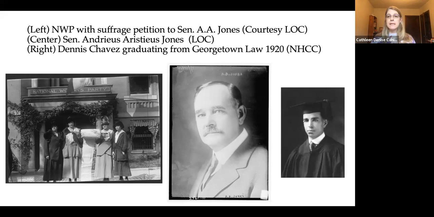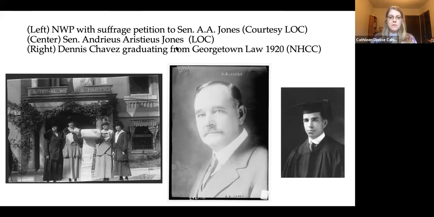They needed 36 total. And the next 4 states were actually pretty hard to get. But the last one, finally in August of 1920, was Tennessee. And so with exactly 36 states, it becomes part of the US Constitution. So one of the things I argue in the book is that without New Mexico and without Spanish-speaking suffragists like Nina Otero Warren and Aurora Lucero, it might not have been ratified. It was really down to the wire. So New Mexico actually plays a really important role in that.